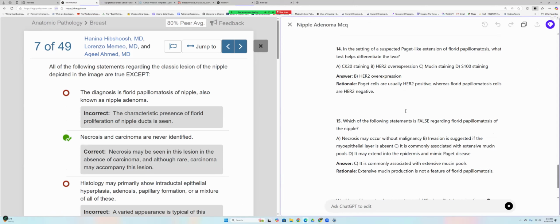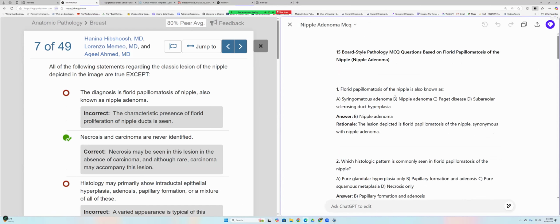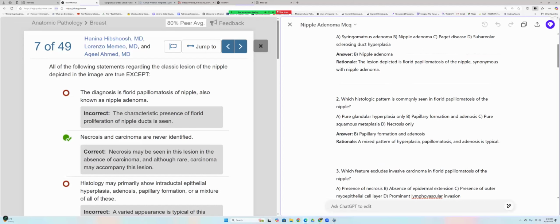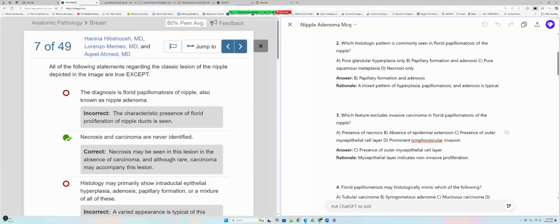Close your mouth. Which one is different? Florid papillomatosis of the nipple is also known as nipple adenoma, initially described as florid papillomatosis. Which histologic pattern is commonly seen in florid papillomatosis of the nipple? This one, this one, this one. Cellular formation and adenosis, white. What color is this one? Hyperplasia, papillomatosis, and adenosis. What color is this?